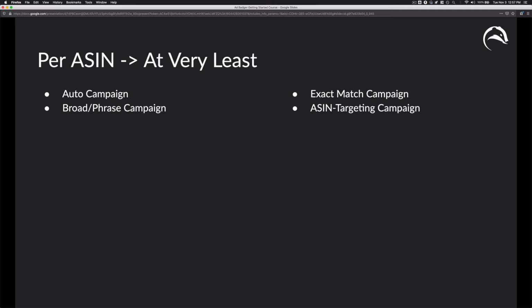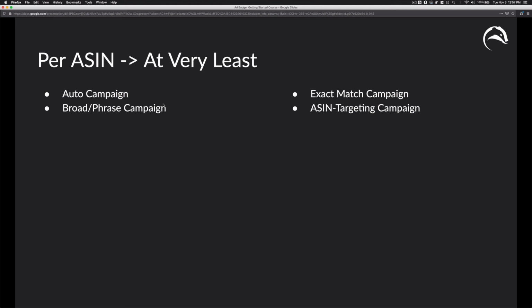So if you're wondering about a basic campaign structure per product, and you have under 50 products, this is a fairly good basic campaign structure. So per ASIN, you really can have an account that looks like this. You have your product in an auto campaign, which is doing lots of research. And then you have your product in a broad phrase campaign, which is also doing research. It's a little tighter, but you're still doing research in a broad phrase way.